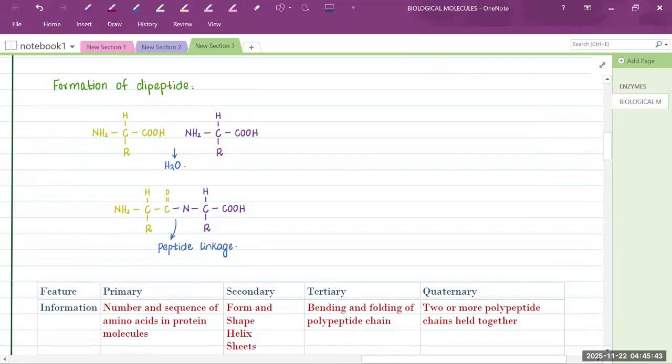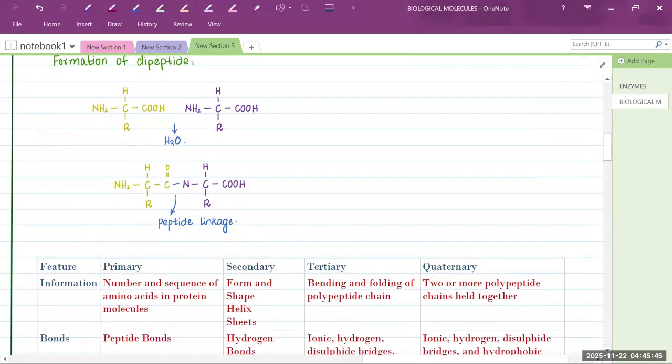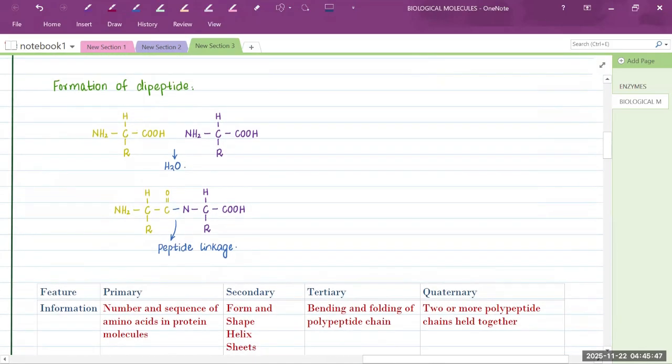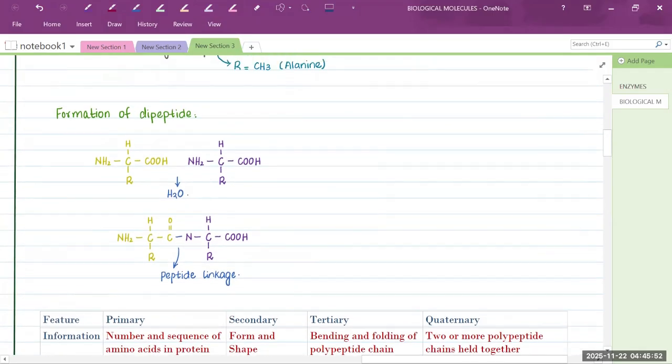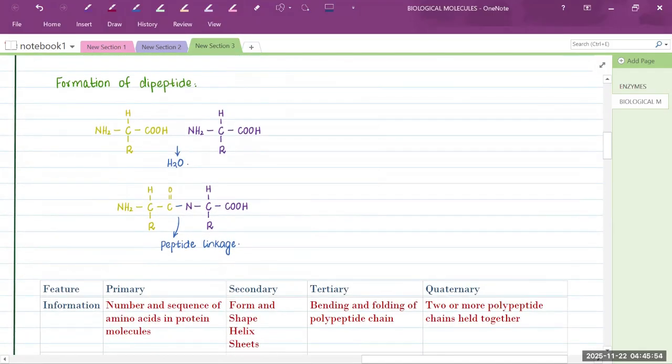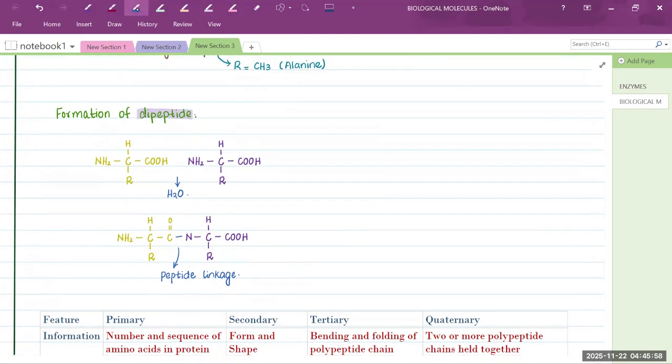Now we'll see the formation of dipeptides, and then we'll see the different structures of protein formation. And how are dipeptides formed? And what are dipeptides? Dipeptides are basically two amino acids combined together. And how are they combined? By condensation.